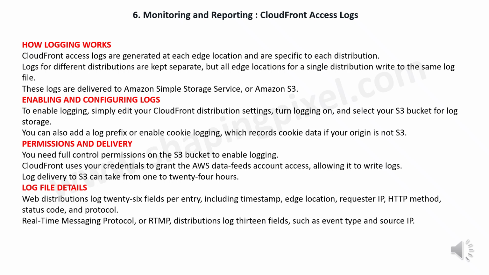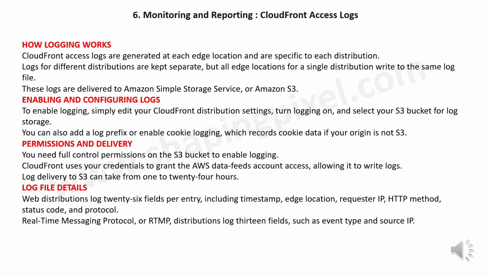Amazon CloudFront is Amazon Web Services' content delivery network designed to speed up the distribution of your content using a global network of edge locations. When you enable access logs, every user request to your CloudFront distribution is recorded for analysis. CloudFront access logs are generated at each edge location and are specific to each distribution. Logs for different distributions are kept separate, but all edge locations for a single distribution write to the same log file. These logs are delivered to Amazon Simple Storage Service, or Amazon S3.